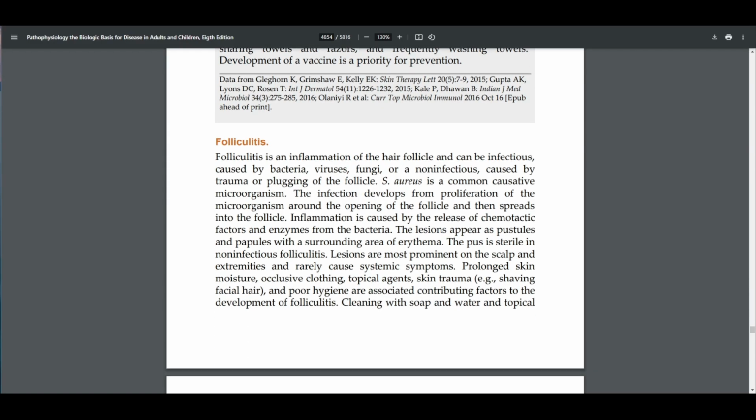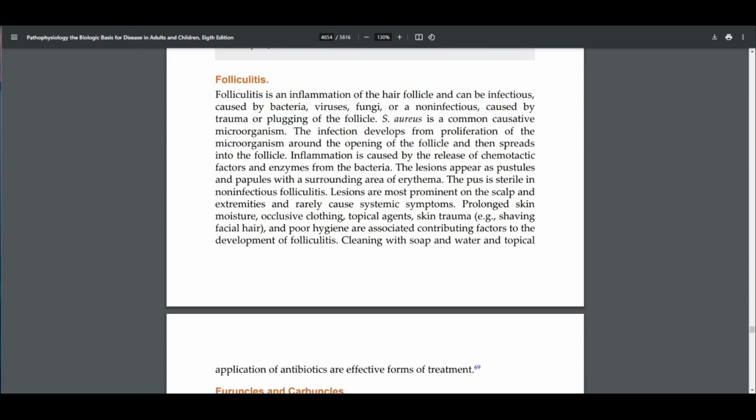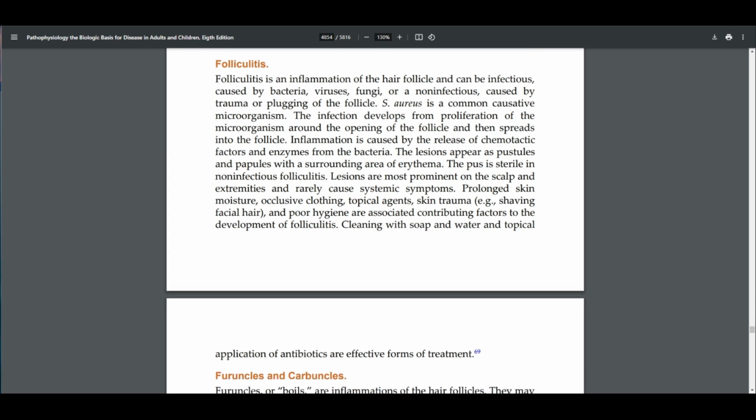Folliculitis. Folliculitis is an inflammation of the hair follicle and can be infectious, caused by bacteria, viruses, fungi, or non-infectious, caused by trauma or plugging of a follicle. S. aureus is a common causative microorganism. The infection develops from proliferation of the microorganism around the opening of the follicle and then spreads into the follicle. Inflammation is caused by the release of chemotactic factors and enzymes from the bacteria.